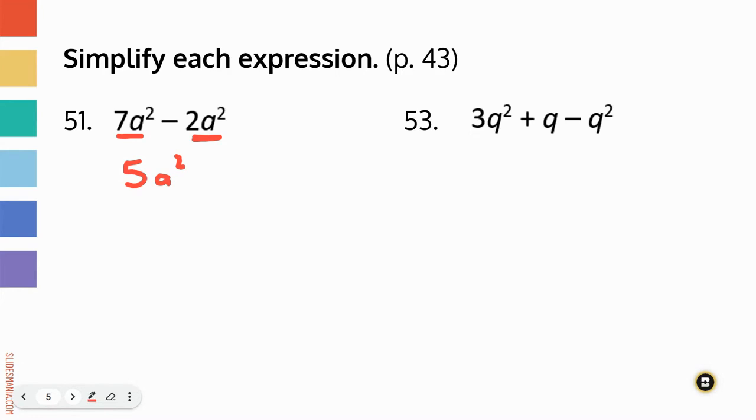And then 53, we've got 3q squared plus q minus q squared. So let's start off by putting a 1 in front of q and a 1 in front of minus q squared. And then we need to identify our like terms. So we have a q squared here, and we have a q squared here. So we can get those together. So we're going to do 3q squared minus 1q squared, and that is going to give me 2q squared. And then plus 1q. You could also just say that is q. So that is my simplified answer.